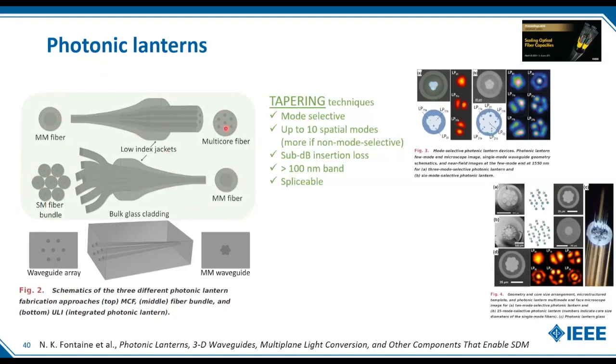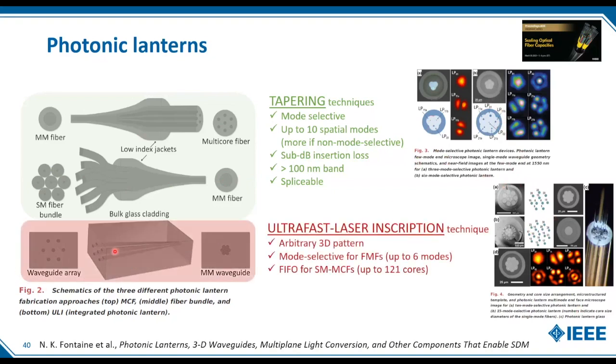These photonic lanterns can be mode selective, which means that it is possible to use a single mode signal to excite a specific spatial mode at the input of the multi-mode fibers. And these are examples of photonic lanterns addressing 3, 6, and 10 spatial modes.